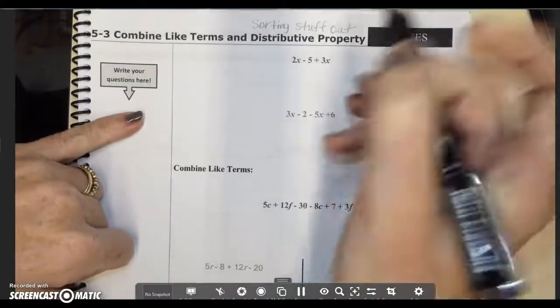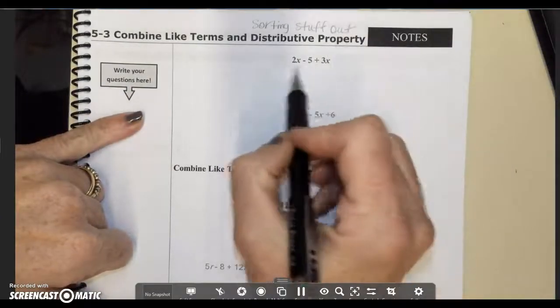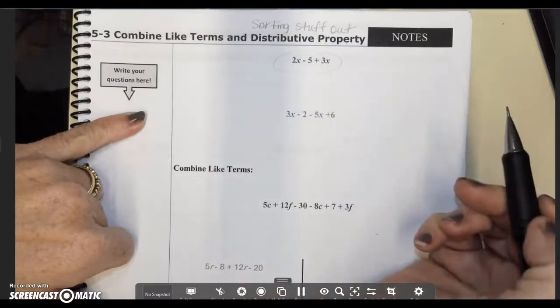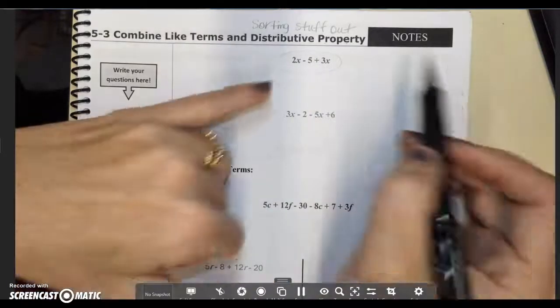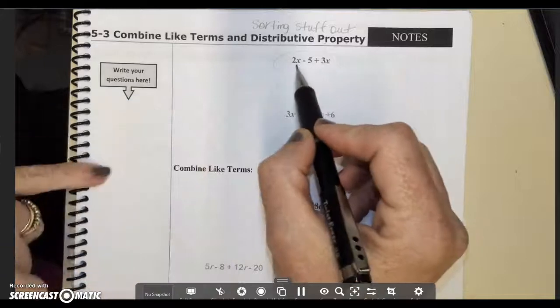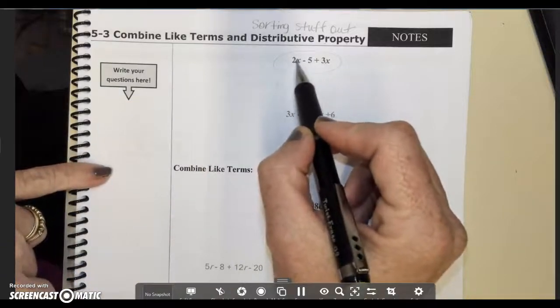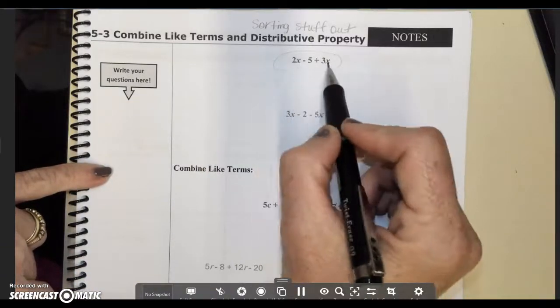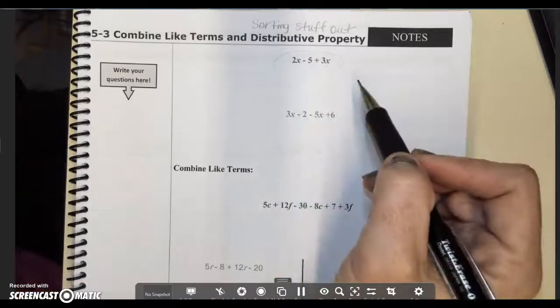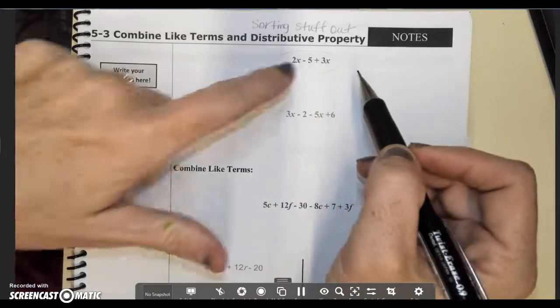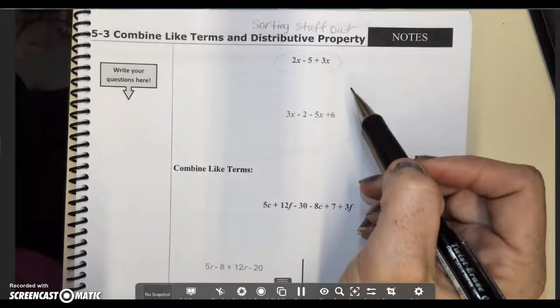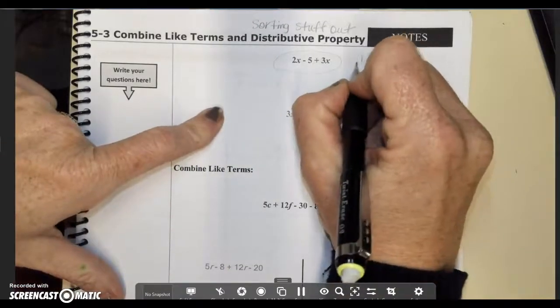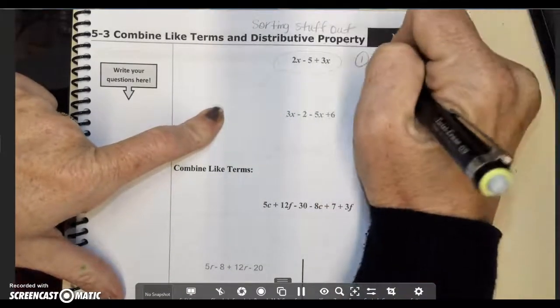So, the first way: if I give you an expression like this, 2x minus 5 plus 3x, I just need you to sort things out. Anything that has an x attached to it, or any type of variable, you're going to put together, and anything that is a standalone number, or what we call a constant, you're going to keep together. And then you're just going to total what you have. So one way you can do that is make a chart.